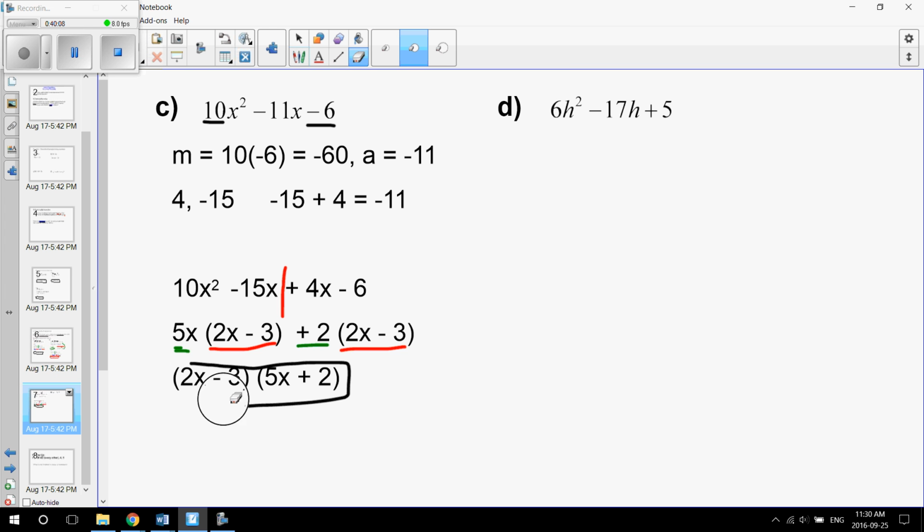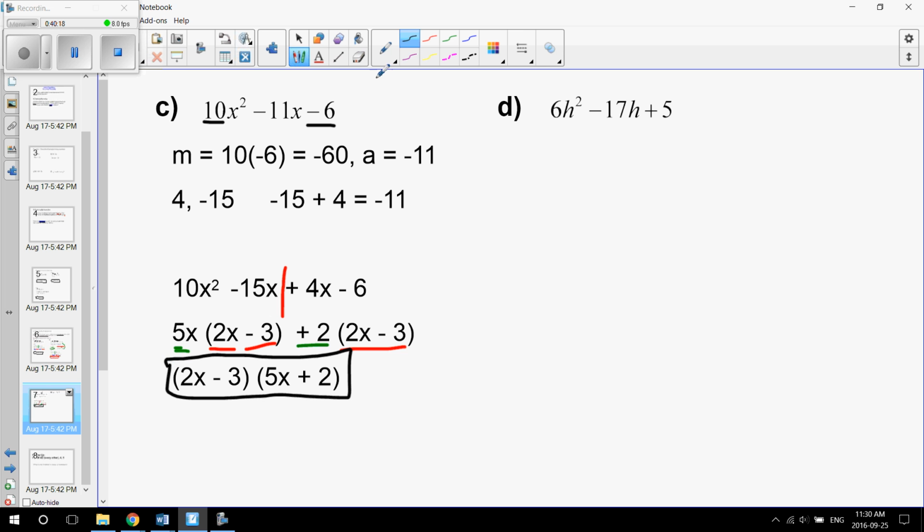Hopefully you were able to get that right answer. If not, keep trying. There we go. Let's take a look at the second example here.